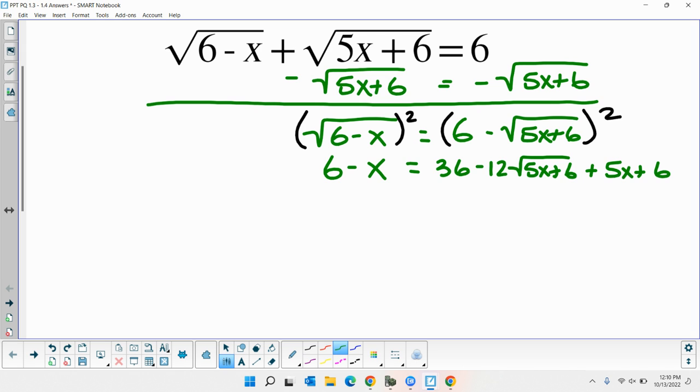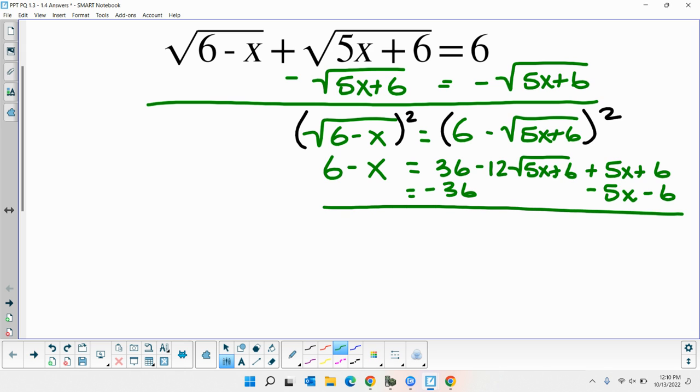So I've got to do this procedure again. I've got to get this radical alone so I can square both sides. Okay? So I'm going to take the 5x over, the 6 and the 36. What is 6 plus 36? 42. So I'm just subtracting 42 is what's going on there. So 6 minus 42 is negative 36. Negative 1 minus 5 is negative 6. And then I got negative 12 times the square root of 5x plus 6. Questions so far?